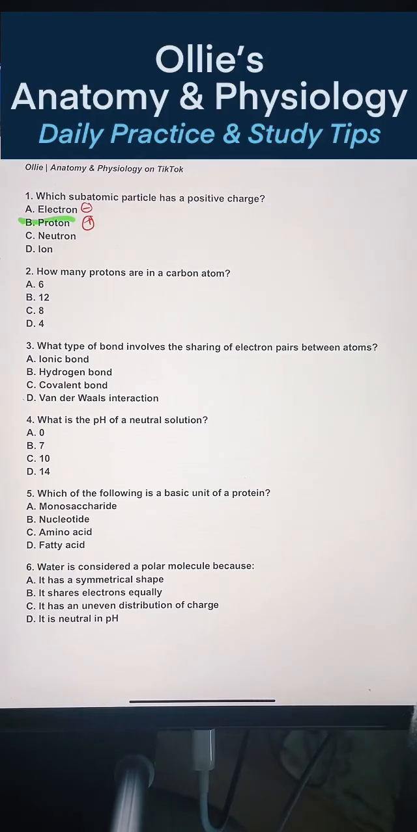Number 2, how many protons are in a carbon atom? Let me know what you guys think down in the comments.